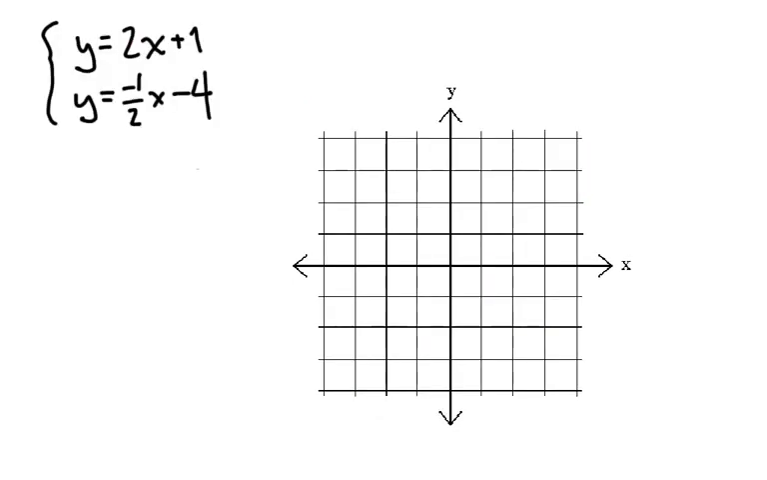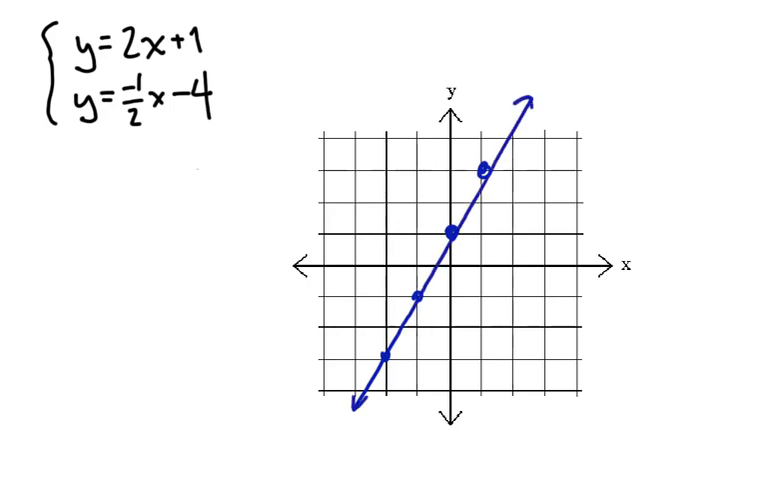So if we have our system being y equals 2x plus 1 and y equals negative 1/2 x minus 4, if we want to solve this system, all we have to do is graph the equations. So we graph the first one with a y-intercept of 1 and a slope of 2. So we just keep going through our coordinate system and graph that line.